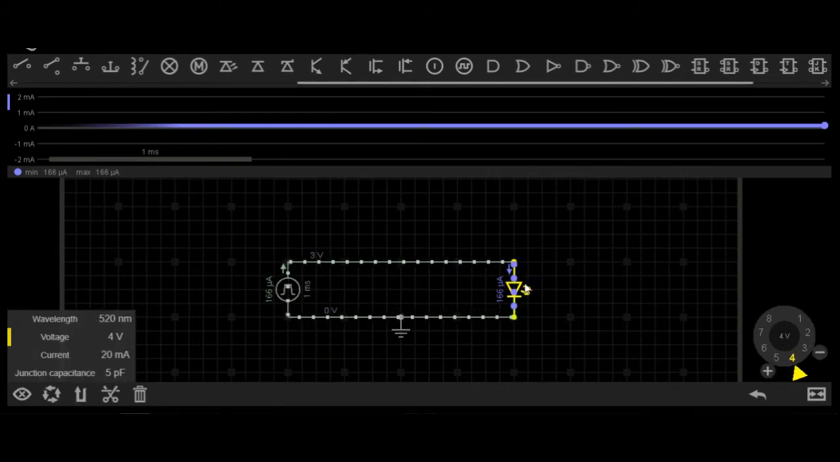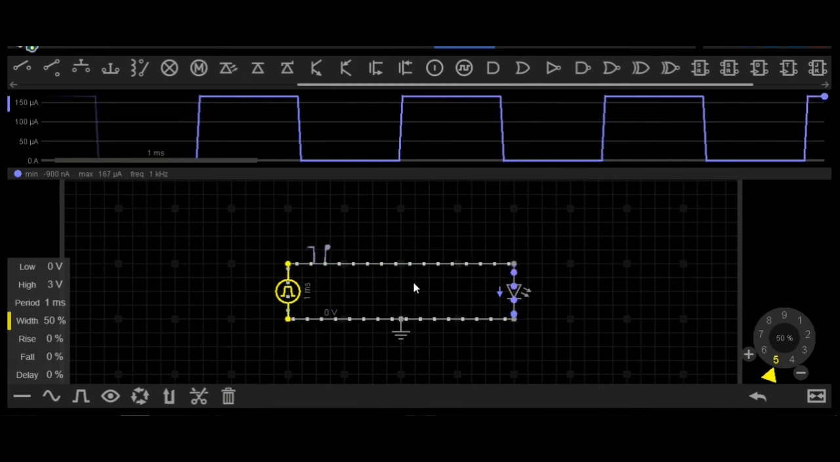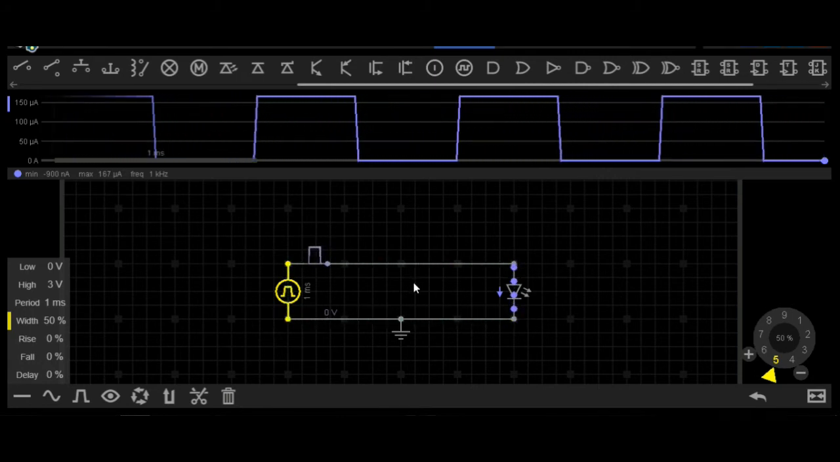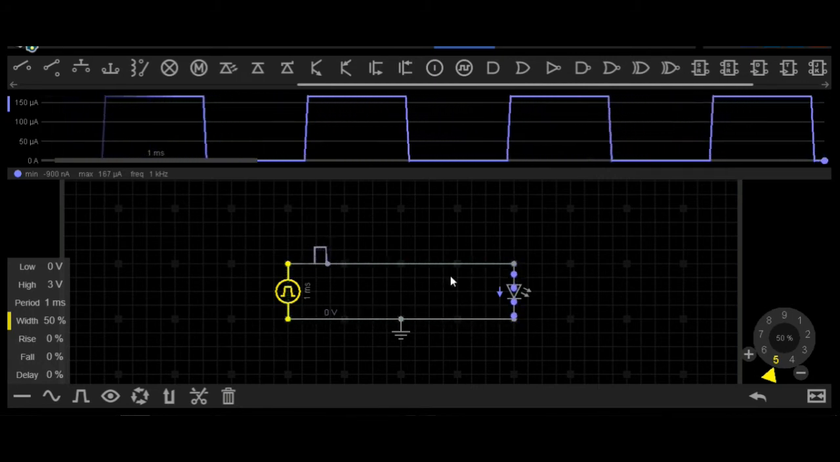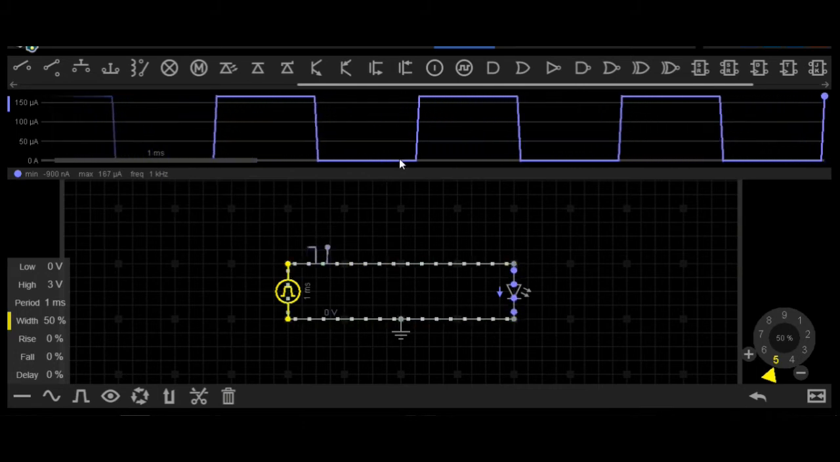So the LED will be on for all the time. What will happen if we apply voltage to the LED for a certain duration of time and then we do not supply voltage to it for a certain amount of time, and this process keeps repeating? Here is the simulation. We are supplying voltage for 50% of the time and then we will not supply voltage for 50% of the time.